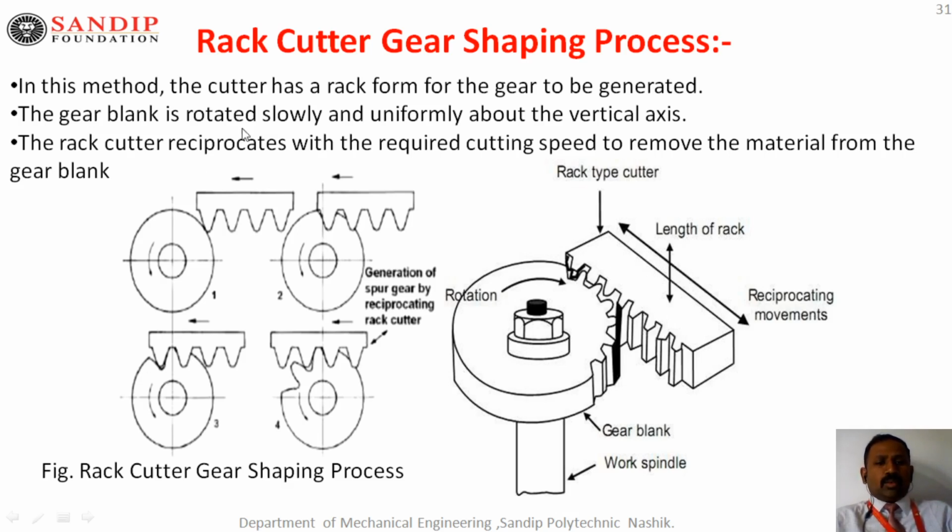The gear blank is rotated slowly and uniformly about the vertical axis. The rack cutter reciprocates with the required cutting speed to remove the material from the gear blank. As you observe, with this continuous feeding and reciprocating motion, material is removed from the gear blank to form the teeth on the pinion. So that is the rack cutter gear shaping process. The rack is used as the cutter, which is why it is called the rack cutter gear shaping process.